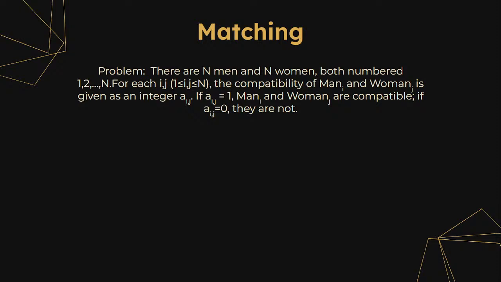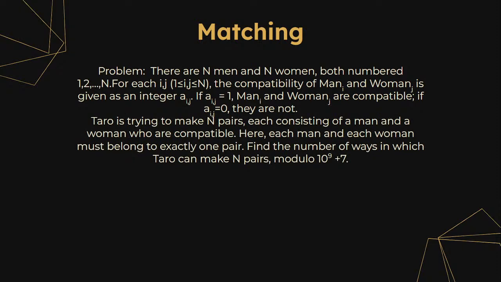Okay, so there are n men and n women, both numbered 1 to n. For each i, j from 1 to n, the compatibility of man i and woman j is given as integer aij. If aij is 1, man i and woman j are compatible. If it's 0, they are not. Taro is trying to make n pairs, each consisting of a man and a woman who are compatible. Here, each man and each woman must belong to exactly one pair. Find the number of ways in which Taro can make n pairs. Constraints: n is 21, aij is either 0 or 1.